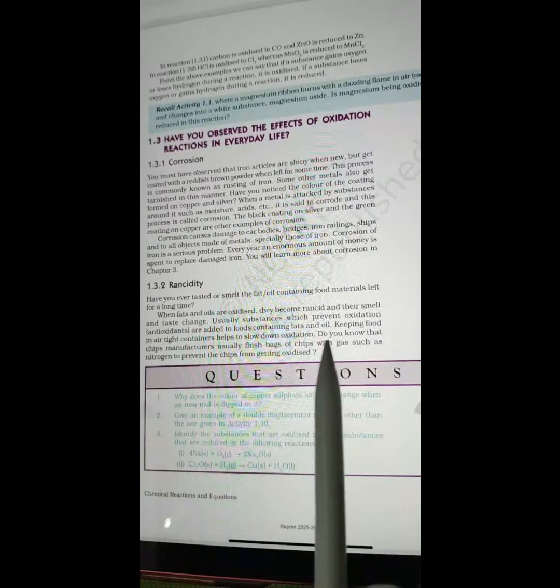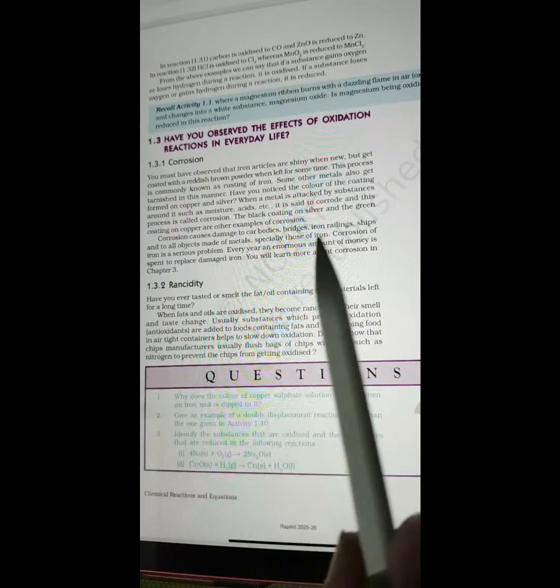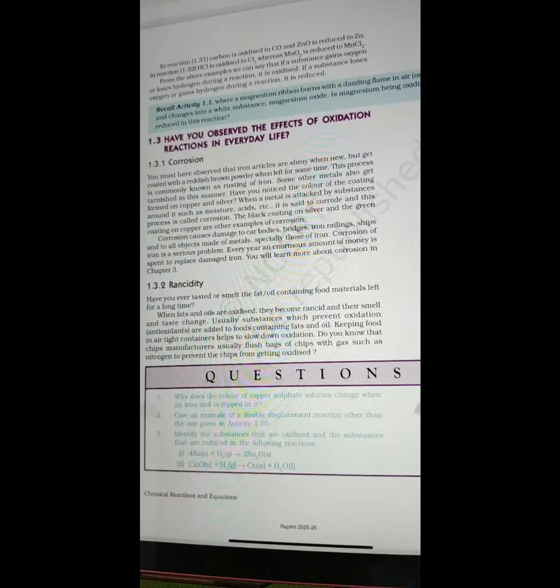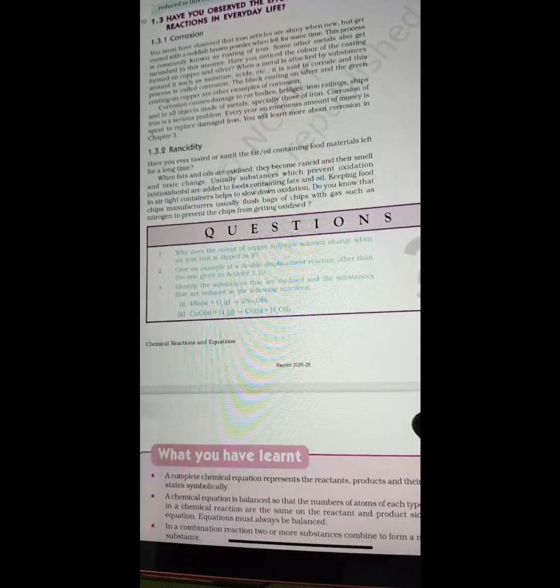1.3.2 Rancidity. Have you ever tasted or smelled the fat or oil containing food materials left for a long time? When fats and oils are oxidized, they become rancid and their smell and taste change. Usually, substances which prevent oxidation, or antioxidants, are added to the foods containing fats and oils. Keeping food in airtight containers helps to slow down the oxidation. Do you know that chips manufacturers usually flush bags of chips with gas such as nitrogen to prevent the chips from getting oxidized?